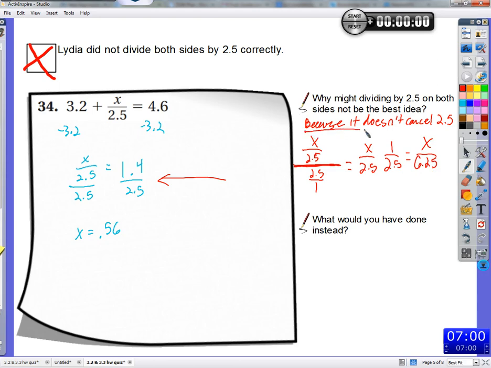6.25? Okay. Well, there it is, right? There's another way to say what we just said. Because it doesn't cancel out the 2.5. Dividing this by 2.5 actually multiplies the 2.5 by 2.5, and you just get x over 6.25, which didn't help you really at all. Didn't make it any better. It made it an even nastier looking decimal.